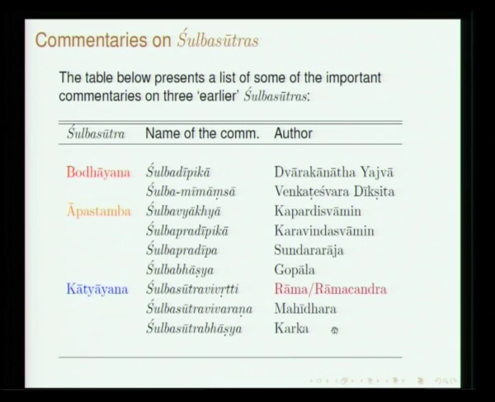So they have commentaries, as I was mentioning. For Bodhayana we have 2 commentaries, one by Dwarkanatha, the other by Venkateshwara Dikshita. For Apastamba we have 4 commentaries, identified with Kapardhi Swamin, Karavinda Swamin, Sundar Raja, and Gopala. And for this Katyayana Sulbasutra, we have one very interesting commentary by Rama or Ramachandra. This Rama seems to have improved upon certain algorithms stated in the Katyayana Sulbasutra, which I will be touching upon in my next lecture.